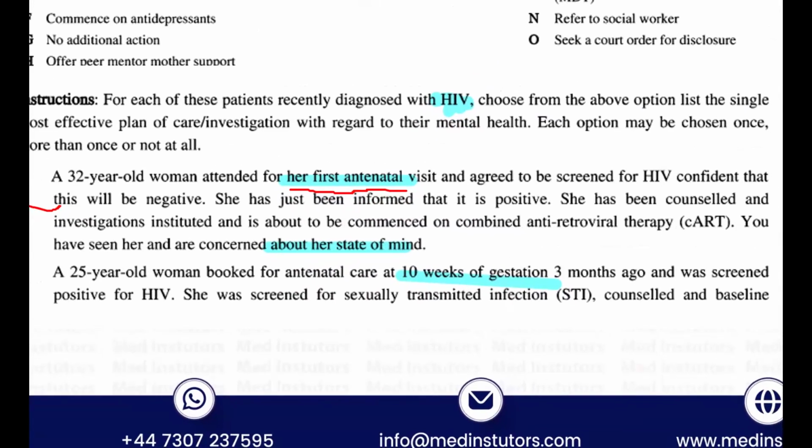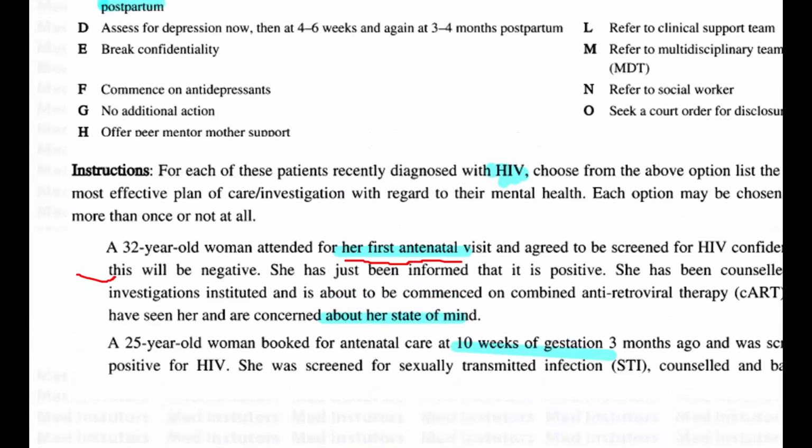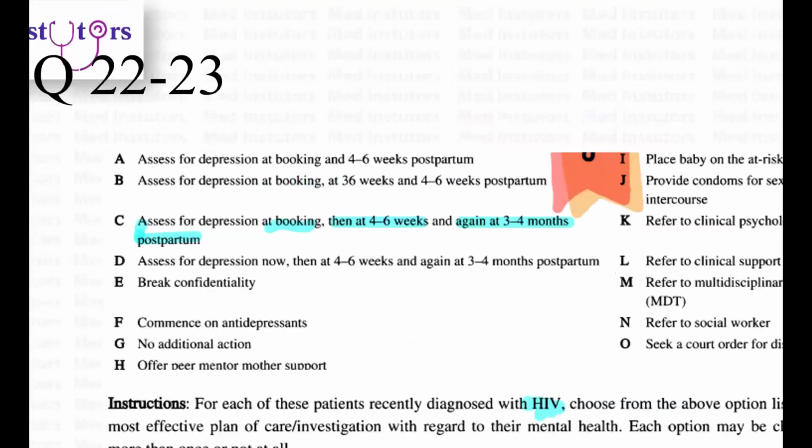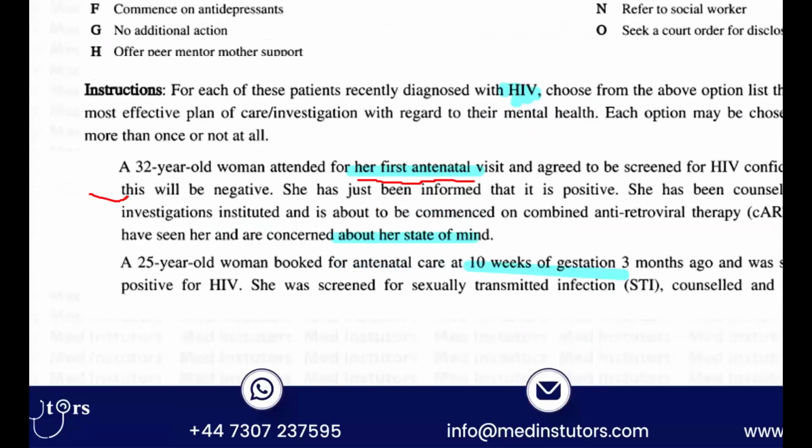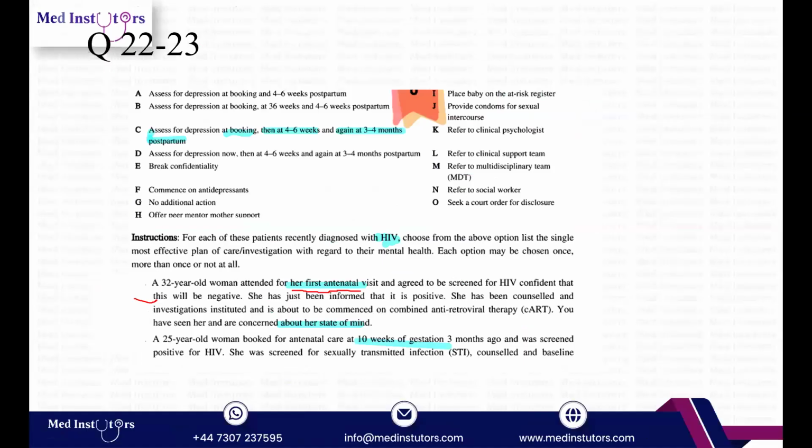Okay, so most of the answers are either C or D. And the correct answer here is D because she has already had her first visit. The HIV guideline says that you have to screen for depression now, then at 4 to 6 weeks, and again at 3 to 4 months postpartum. You will find this at the beginning of the guideline. Okay. Next question.